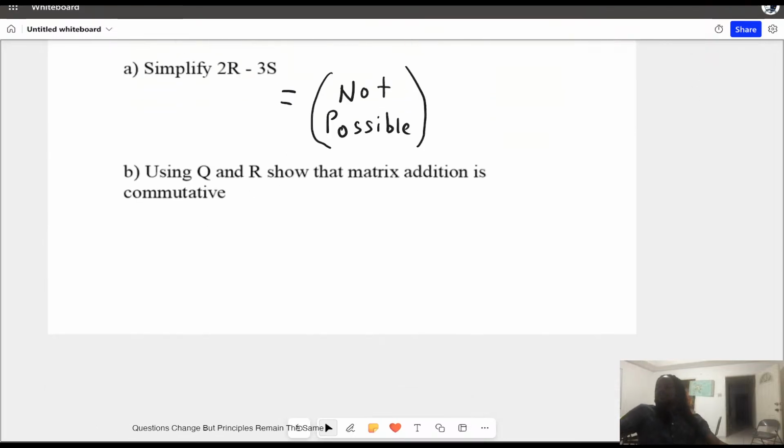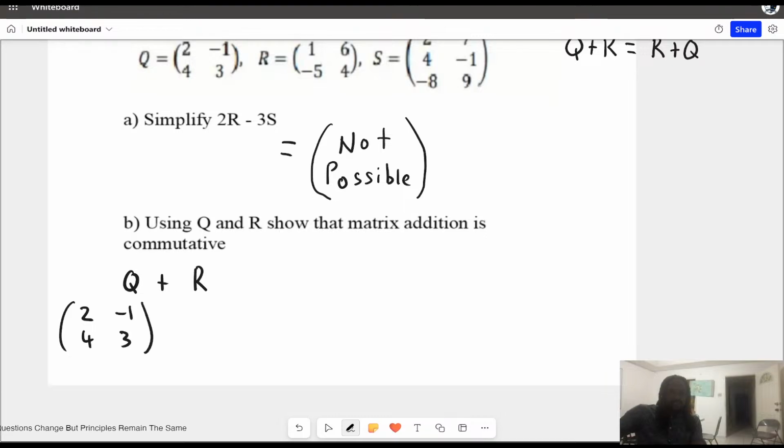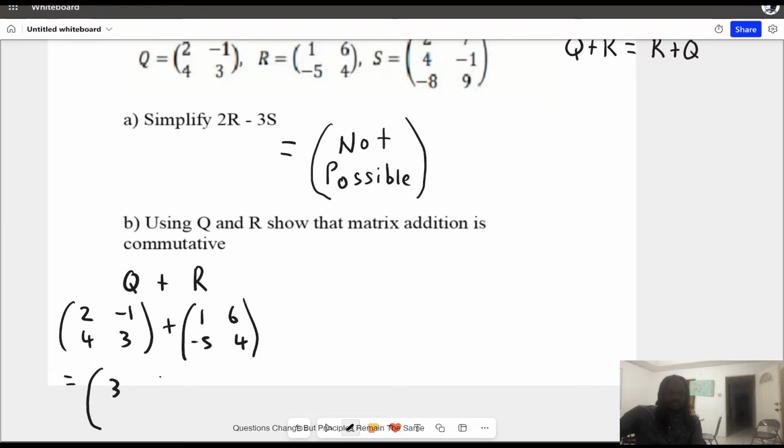Next, what did we get for B? Are they commutative? So basically, are the answers the same? Let's check and see. So Q plus R: 2, -1, 4, 3, plus R, what's R? 1, 6, -5, 4. When I work that out, what do I get? 2 plus 1, 3. Negative 1 plus 6, 5. 4 plus negative 5, negative 1. 3 plus that, 7.